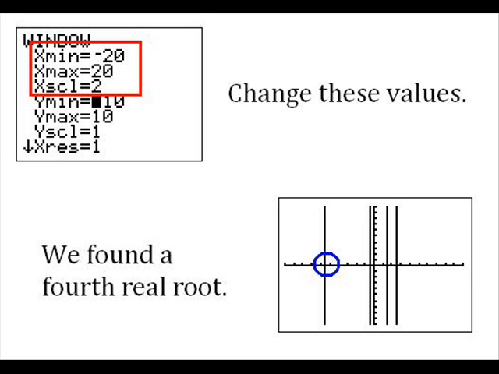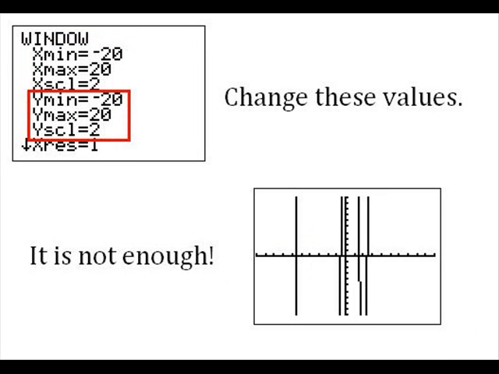Notice that now we can see 4 real roots, so we don't need to change the window values for the x-axis anymore. We do need to alter the y values though, because there are some local maximums and minimums we are not seeing here. We need to make the y max higher and the y min lower. Let's try -20 to +20 first. Change the y scale to 2 so that the y-axis will be less crowded.